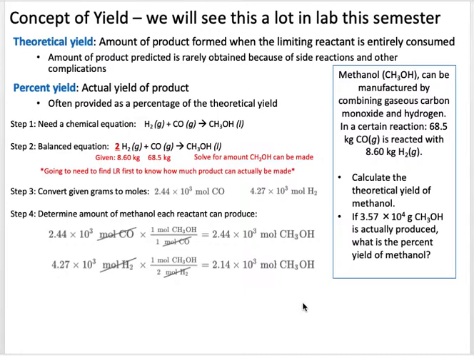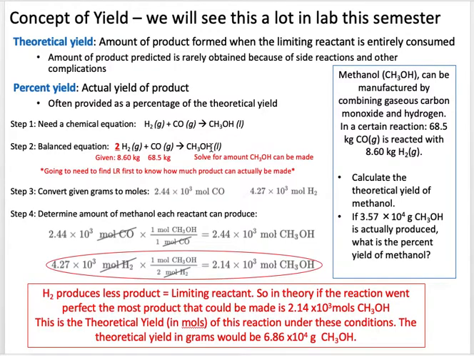So when we look at this, we want to ask which of our reactants, this one or this one, limited the amount of product we can make. The H2 produced less product. This makes it the limiting reactant. So in theory, if we ran this reaction in the lab, in a perfect world, this is how much methanol we would make. But we only made this amount. And your gut might say, well, this is more than this. But look at what we have here: 10 to the 4, 10 to the 3.